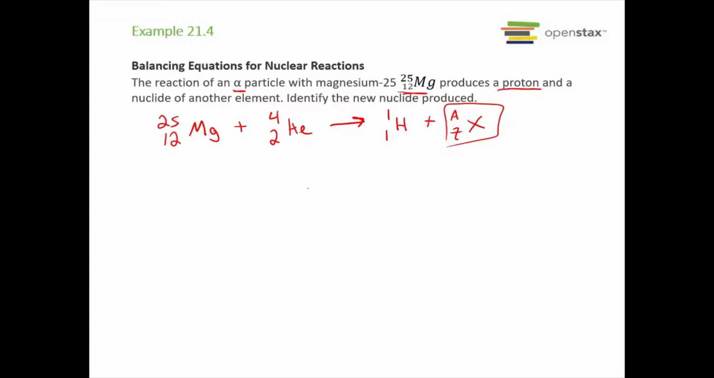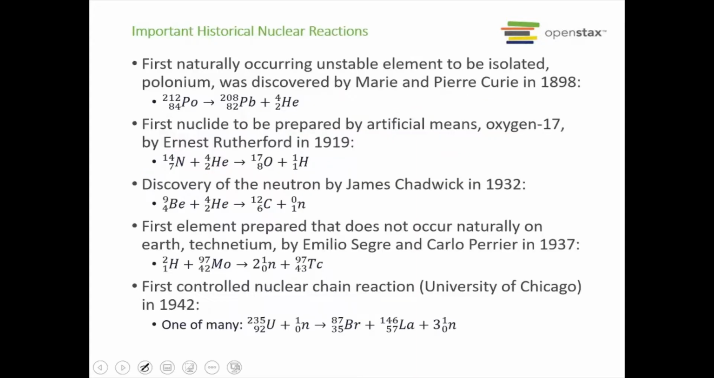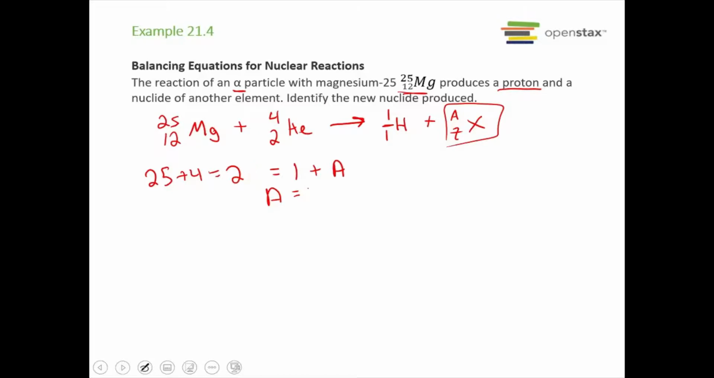So same total. So the mass number total on the left, we have 25 plus 4, so that's 29. Oops, I'm sorry, 25, not 24 plus 4. So that has to be equal to 1 from the hydrogen plus A for this mysterious element's mass number. So A must equal 28 then.